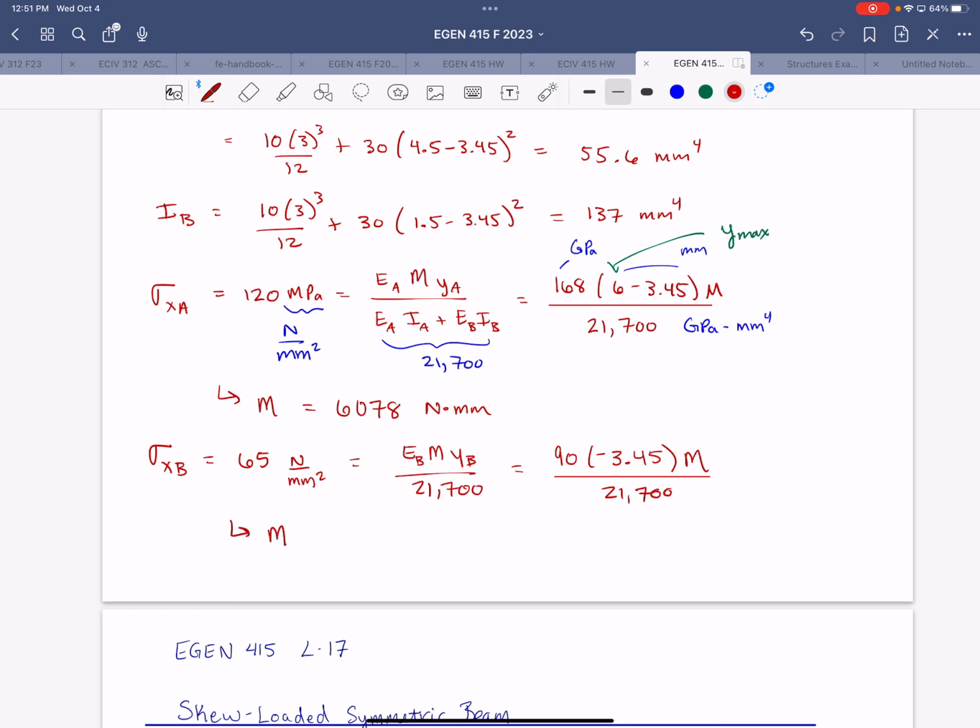So here we get a moment of 4,543 Newton millimeters. So since we're looking for the maximum moment that the cross-section can handle, we want to choose the smaller of these two values since material B will govern.